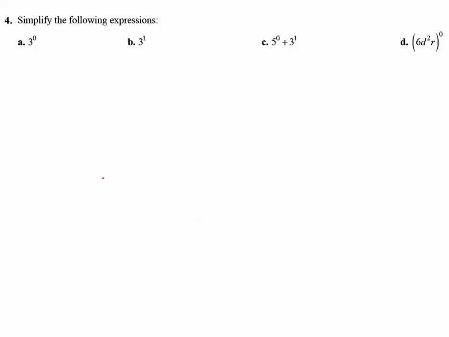Right here. So 3 to the 0 power is? 1. Perfect. Okay, by definition. Yep, 3 to the 1 power? 3. Just 3. Okay, and then some addition here. 5 to the 0 would just be a 1. 3 to the 1, we just said it was 3, so then the final result is a 4, because we're going to have to add that up. Alright, so 6d squared r, all that taken to the 0 power is? 1. Just a 1. Can't trick you guys, you're too cool. Okay.